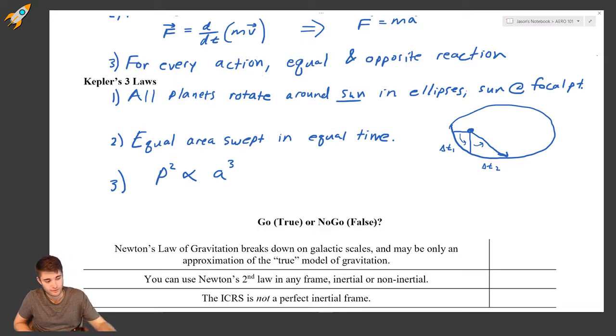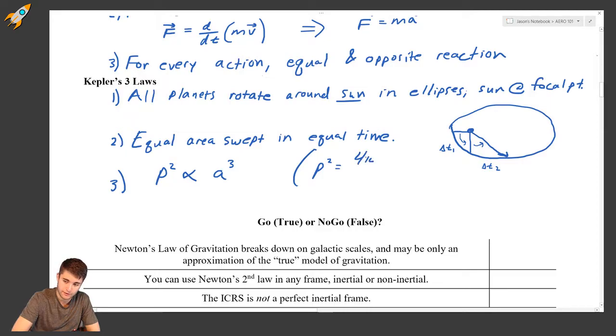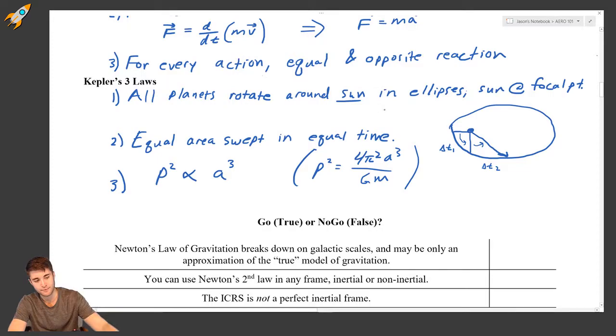So anyway, the real equation, for those of you guys that are interested, is P squared is equal to 4 pi squared a cubed over GM. You don't necessarily have to know it, but pi is a constant, the gravitational constant is a constant, and the mass of your body is a constant. So P squared is proportional to a cubed. That was the last of his 3 laws that he came up with.